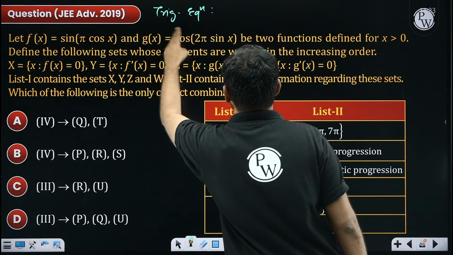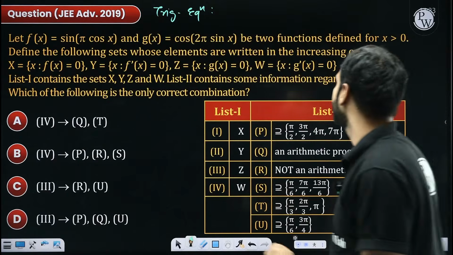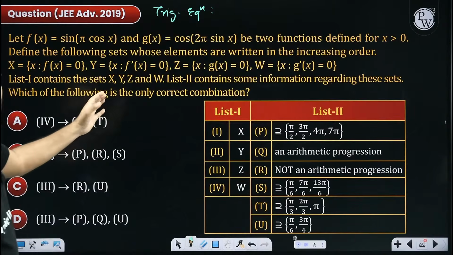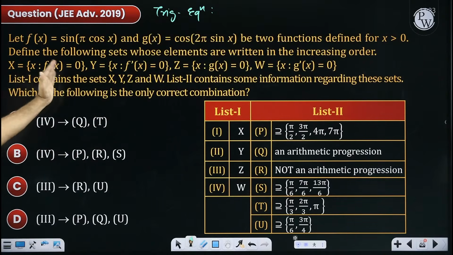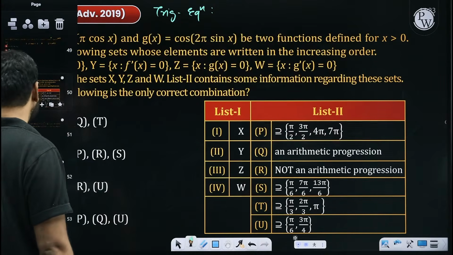This is f of x, this is g of x, defined for x being positive. Okay, no worries on that. Great. So first of all, there is this capital X for which f(x) is 0. So let me begin with this capital X for which f(x) is 0.